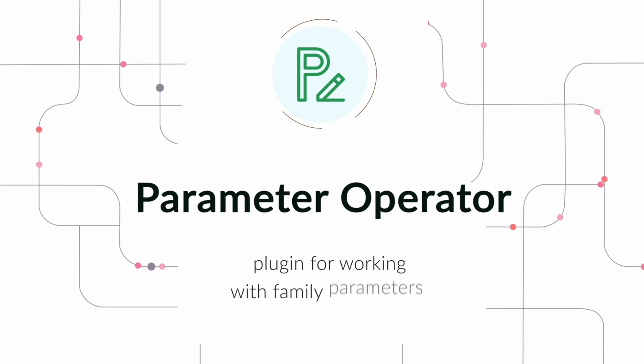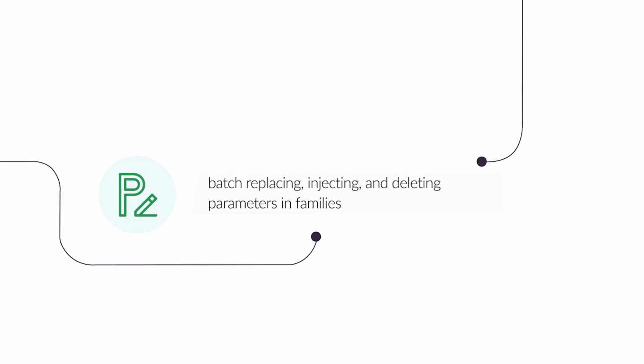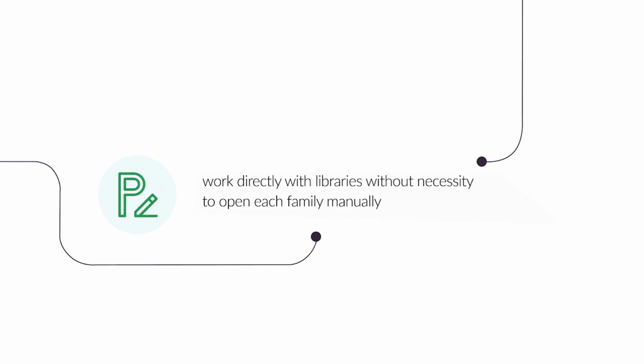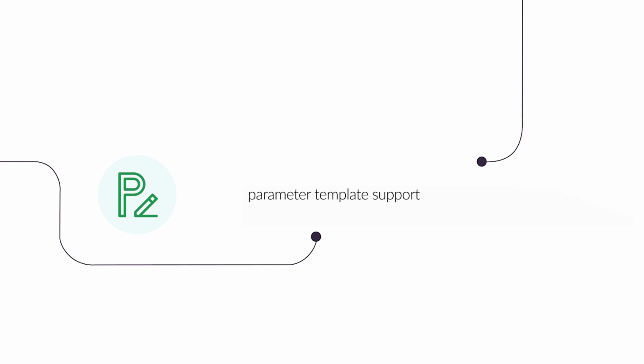Parameter Operator, a plugin for working with family parameters. The plugin helps you batch replace, inject, and delete parameters in families. Work directly with libraries without opening each family manually. Apply parameter templates.